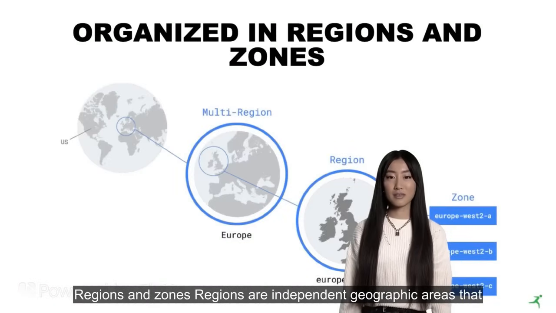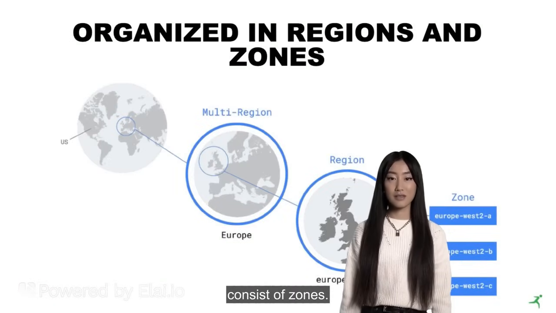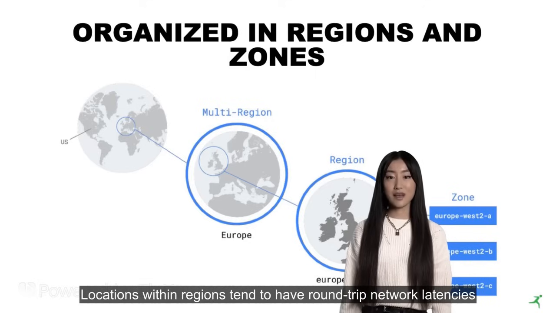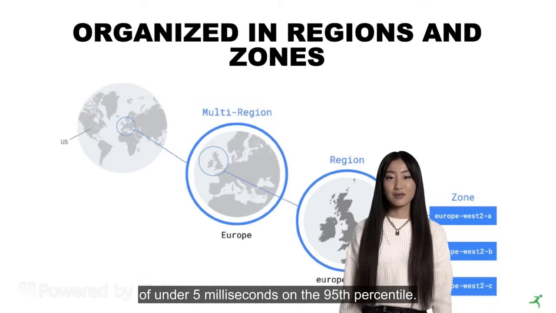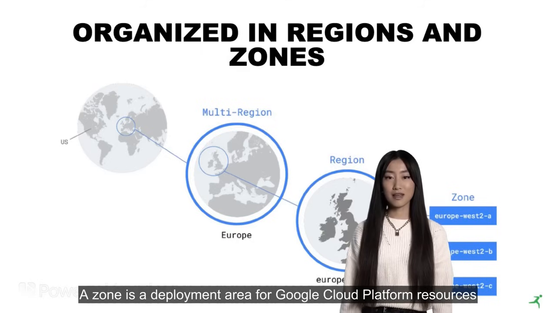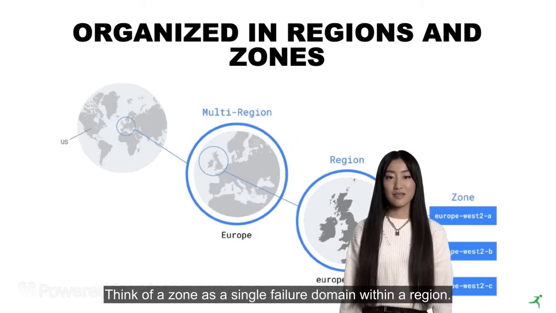Regions and zones. Regions are independent geographic areas that consist of zones. Locations within regions tend to have round-trip network latencies of under 5 milliseconds on the 95th percentile. A zone is a deployment area for Google Cloud Platform resources within a region. Think of a zone as a single failure domain within a region.